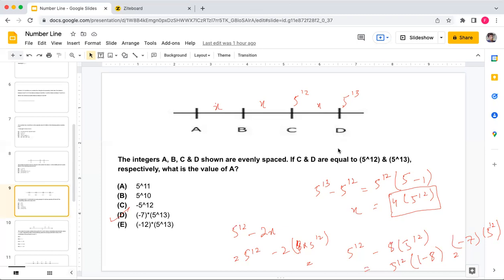Yes. I just considered C as a reference for finding A. You can do D minus 3X. I just did C minus 2X. The result will be A in both scenarios. Got the point? I just solved for A based on C. You can also solve this as 5 power 13 minus 3 into X. You will again come up with the same value for A, which is D. Got this? Or do you want me to do it for D as well?